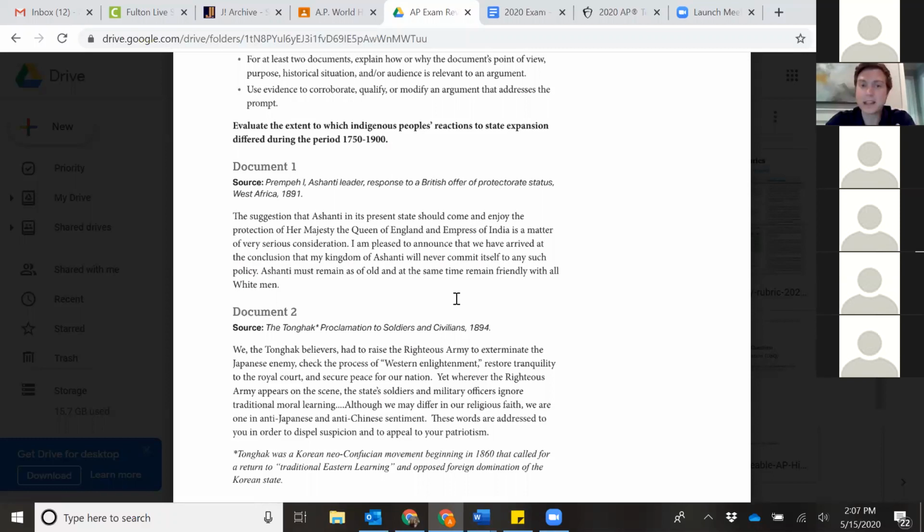So your thesis should hopefully say something along the lines of, native reactions to imperialism were very similar, or native reactions to imperialism were very different, or although they were similar in these ways, they were different in these ways. All of that format gets to what that prompt is, about how this is a compare and contrast prompt.